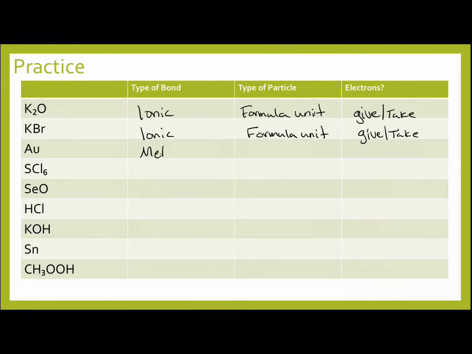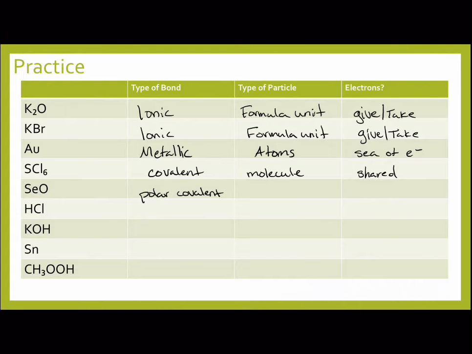Au, that's gold, and it is a metal, so that's a metallic bond. Those are atoms, and they have a sea of electrons. SCl6, that is covalent. Those are molecules, and the electrons are shared. SeO, those are both nonmetals, so that is polar covalent. Those are molecules, and the electrons are shared unequally.